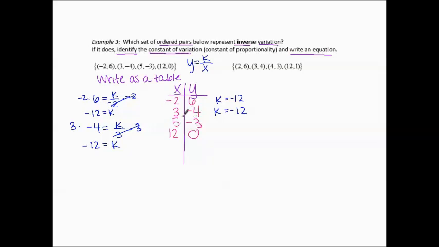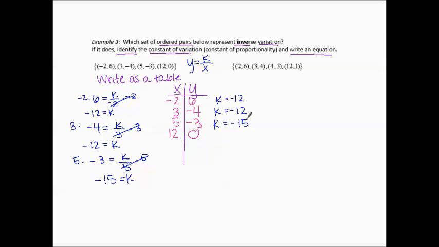For my third point, I have 5, -3. Remember, my y goes first. -3 is equal to k over 5. Multiply both sides of my equation by 5 to cancel my 5's. Here I get 5 times -3, which is 15, which I notice is different than what I've gotten for each of the other ones.